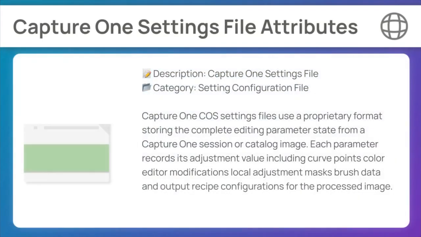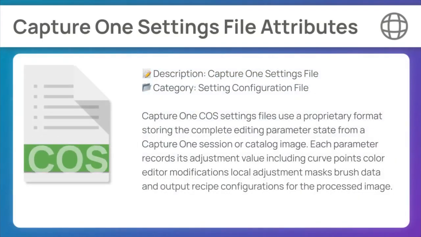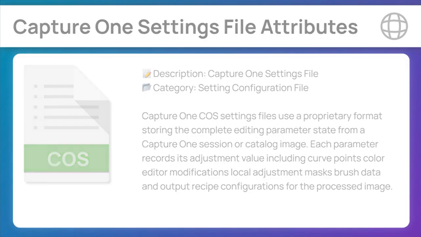Capture One COS settings files use a proprietary format, storing the complete editing parameter state from a Capture One session or catalog image. Each parameter records its adjustment value, including curve points, color editor modifications, local adjustment masks, brush data, and output recipe configurations for the processed image.